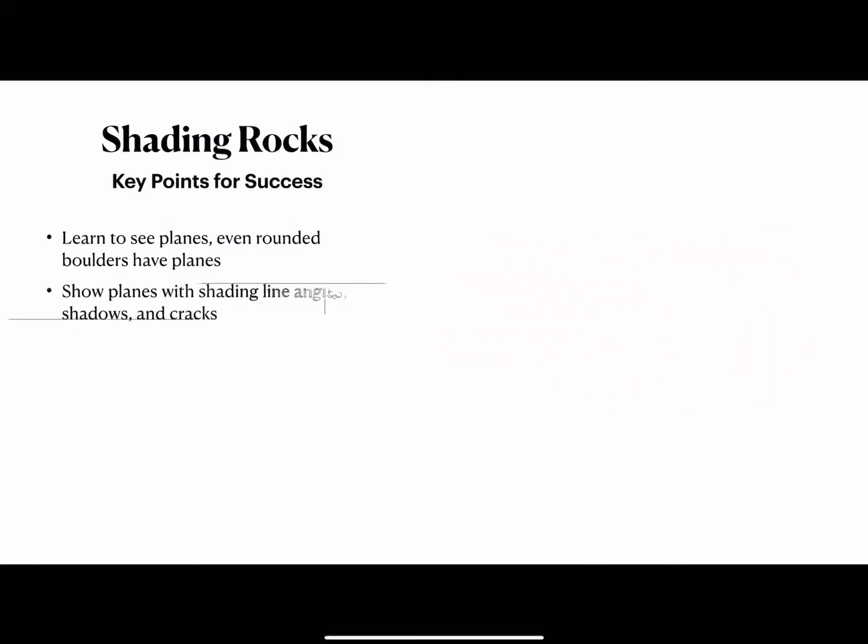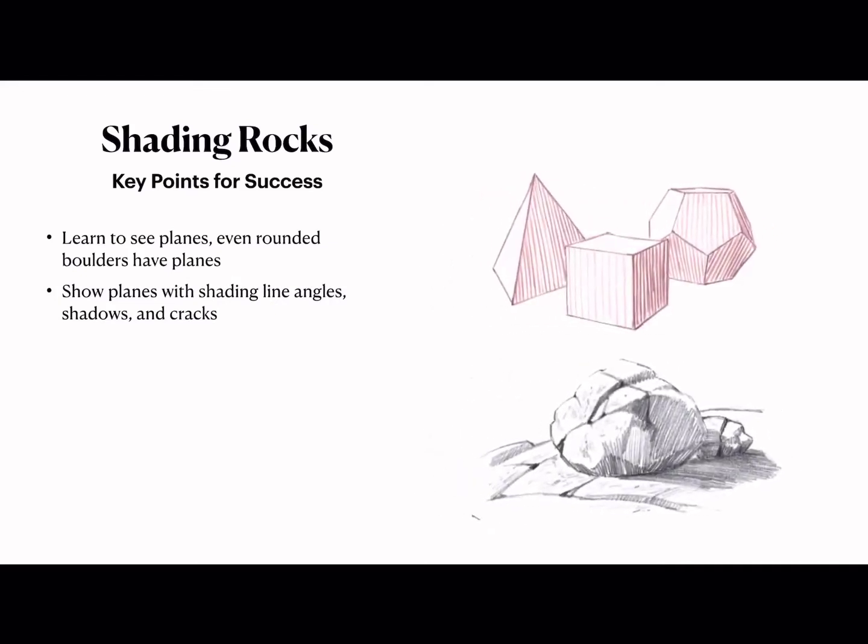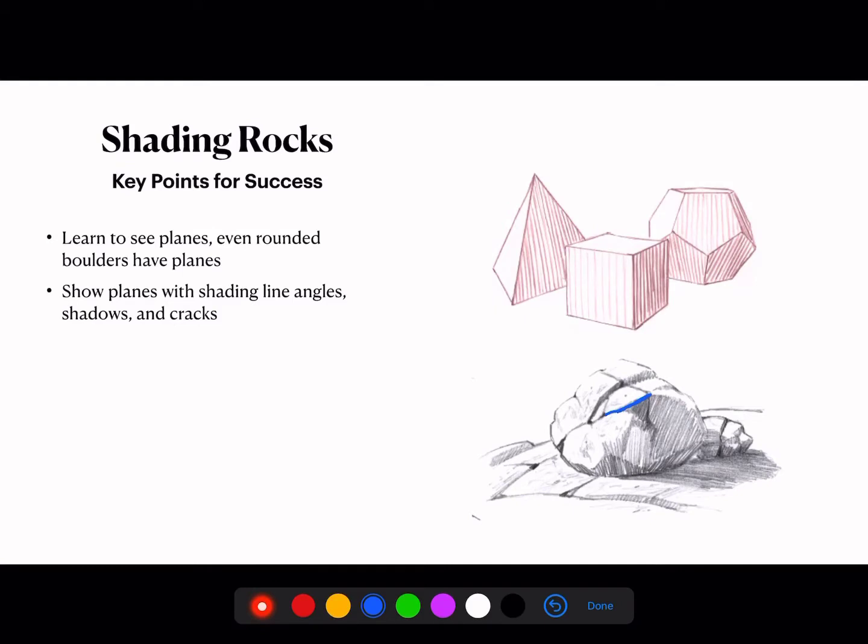A second point for success is to show planes with shading line angles, shadows, and cracks. You can show planes by drawing value changes on the form of a rock. The line between light and shadow, like for instance this line that we're seeing here, the line between light and shadow will fall at the edge of two planes. So showing this value shift from light to dark defines some of the planes on your rock.